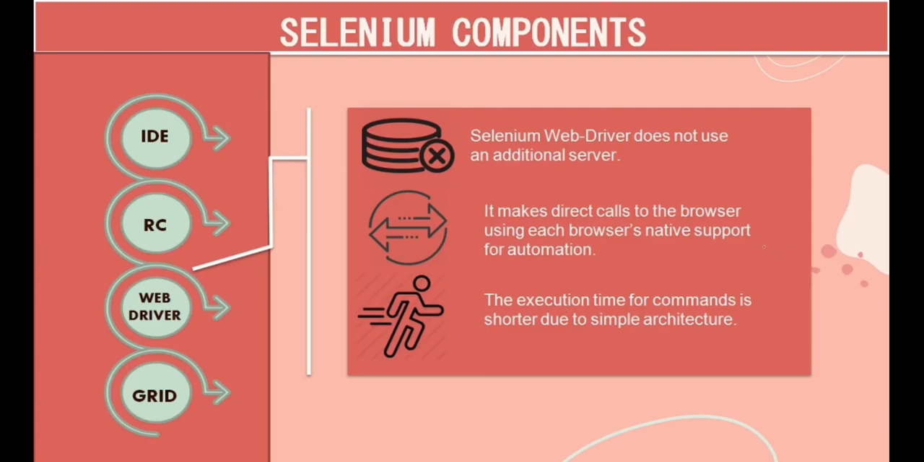So as an advantage, Selenium WebDriver does not use an additional server. Since there is no intermediate server, the browser is controlled directly from the system. Due to this direct communication, the overall cycle that we saw in the RC server, which was very indirect communication, is avoided. That indirect communication made the execution very slow, which is why the WebDriver's execution is faster than the RC server. As you can see, the execution time for a command is shorter due to this simple architecture.